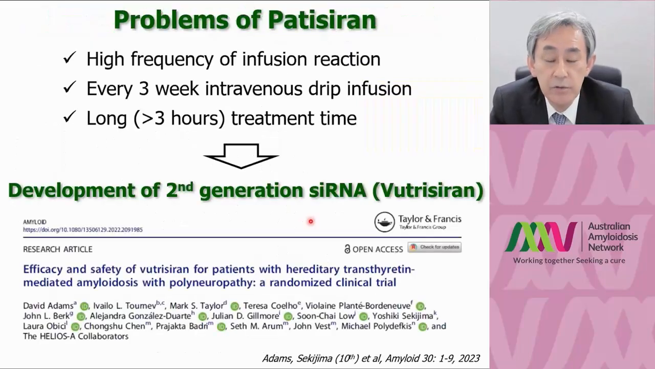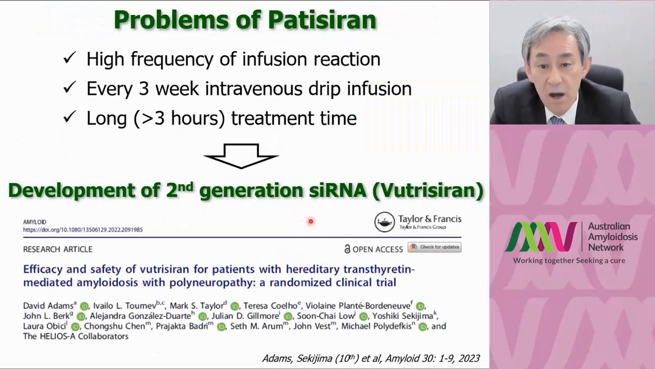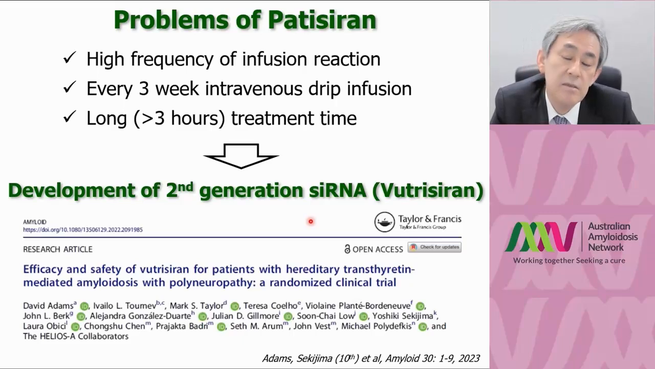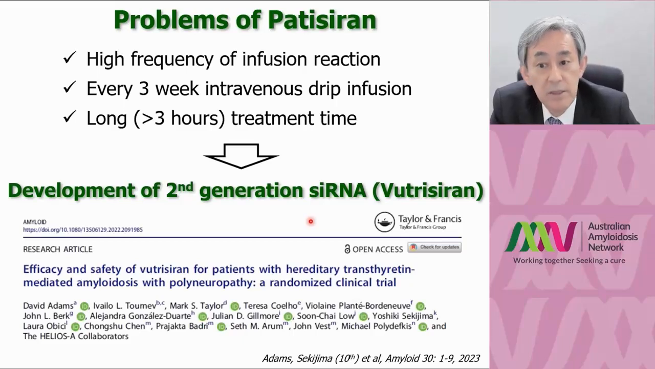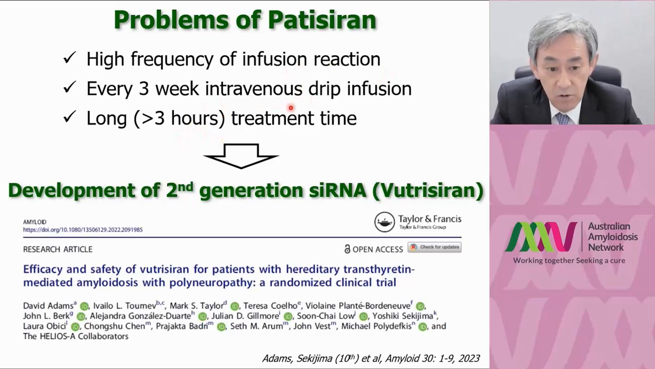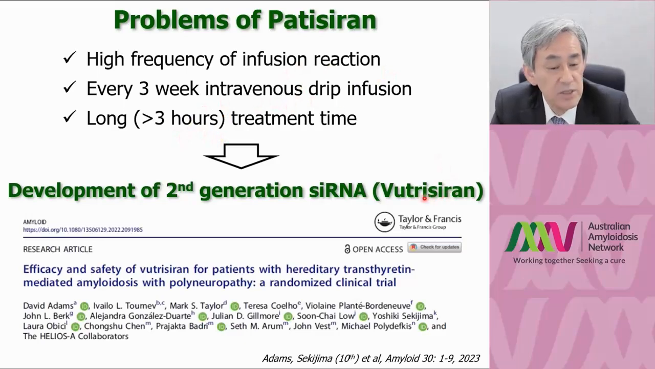As I showed, patisiran dramatically improved prognosis of hereditary ATTR amyloidosis. However, it still has problems, including high frequency of infusion reaction, every 3-week intravenous drip infusion, and long treatment time. Therefore, vutrisiran was developed to overcome these problems.